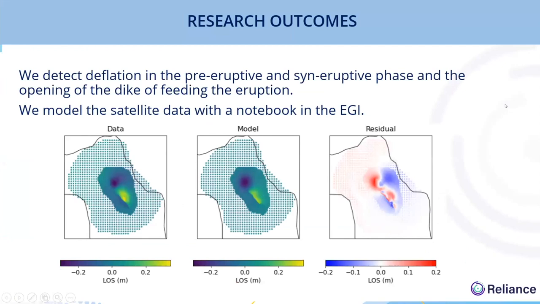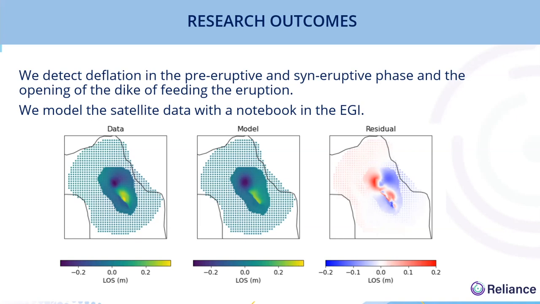Okay, the research outcomes are that we detect deflation in the pre-eruptive and syn-eruptive phase and the opening of the diagonal feed in the eruption. We model the satellite data with a notebook in the EGI. So we see now the plot, one of the results. We have the data, the model.